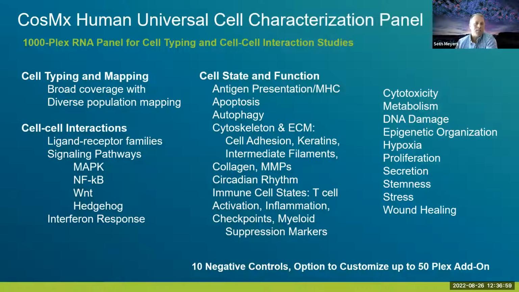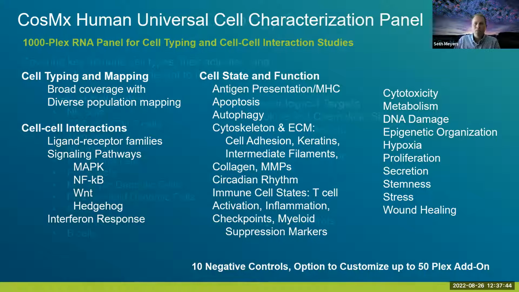From a cell characterization panel perspective, this is the off-the-shelf panel that we have that's really geared towards cell typing and cell-to-cell interaction studies. The gene sets go everywhere from cell typing and mapping to these cell-to-cell interactions. There's a ligand receptor family piece that's included as well. It's very differentiated, as well as all these other different signaling pathways. We also go into our cell state and function breakout, profiling for everything from wound healing, hypoxia, and cytotoxicity to cytokines. Being able to profile some really challenging sample types is one of the major strengths of the platform.